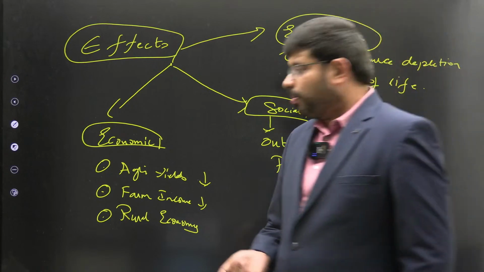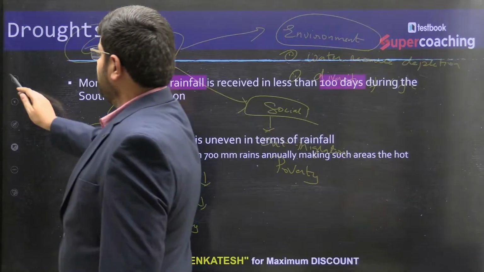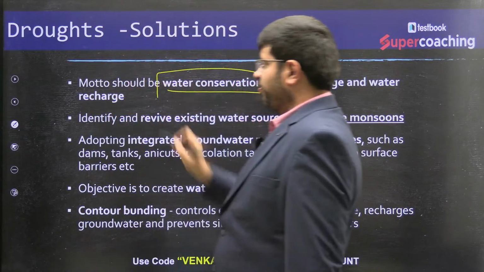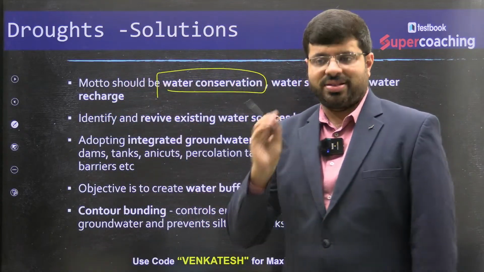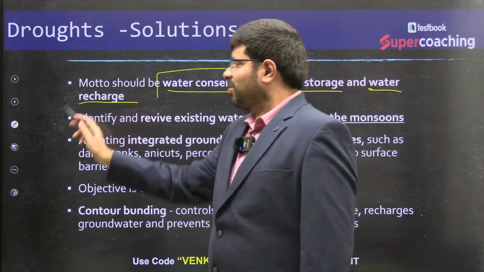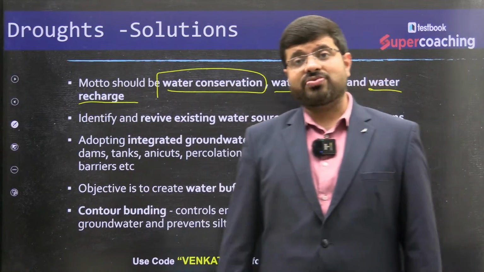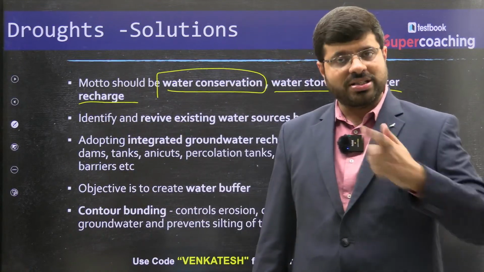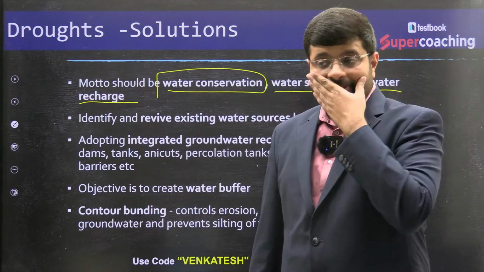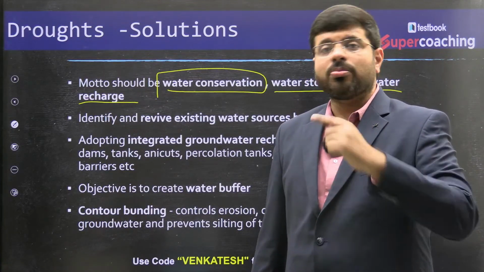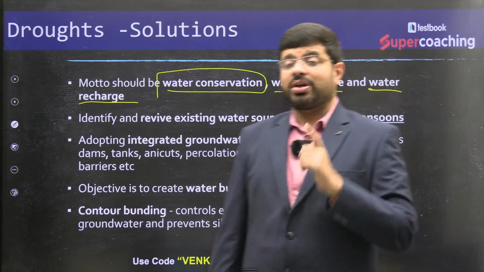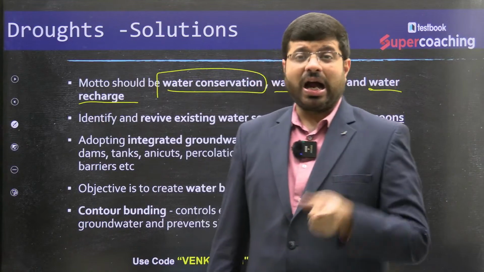You know what? The majority of the solution to drought is located in water conservation itself. The motto should be water conservation, water storage, water recharge. You need to recharge the waters during the months. The solutions of a drought are there before the monsoon season of a year. Usually you see the onset of a drought having its impact after the monsoons.